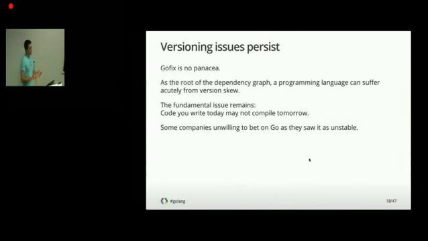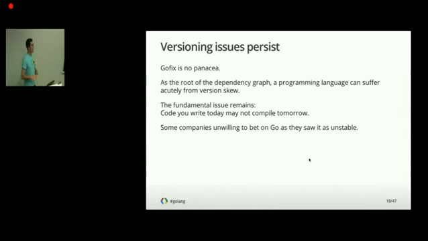But even with GoFix, it wasn't a panacea for the version skew issues that we were seeing. Because the programming language is the root of the dependency graph, version skew in a language is a really acute problem. The fundamental issue was that the code that you write today will not necessarily compile tomorrow or next week or next month.